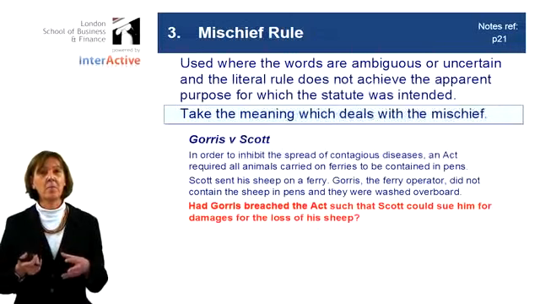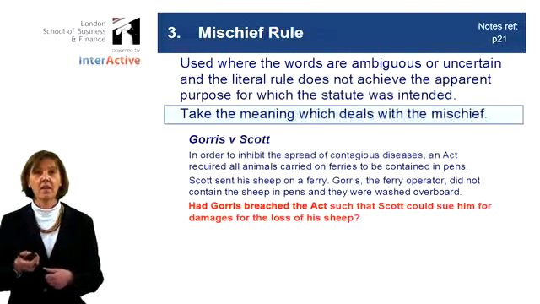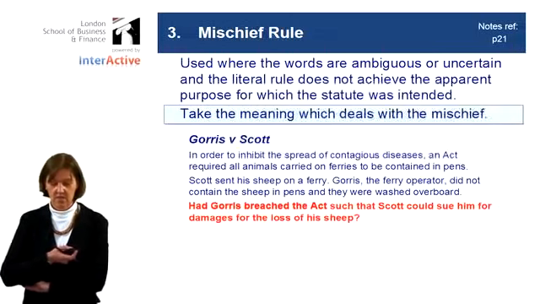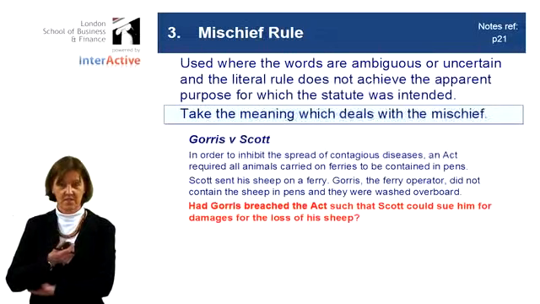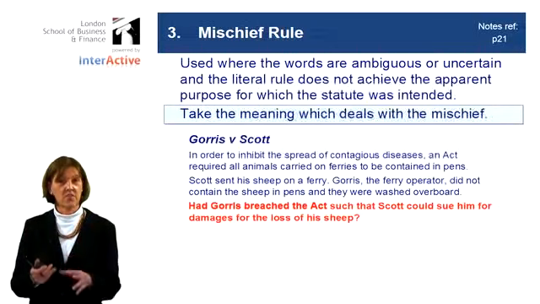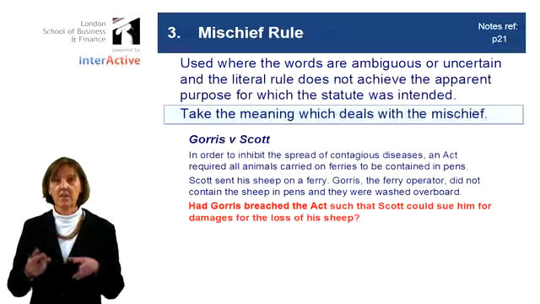I'm now bringing up the question on the screen in bits to help you understand this a little bit more. So, just looking at the first part. Had Generis breached the Act? Well, yes, the sheep were not in pens. But that wasn't the question that the judge had to decide. He had to decide, had Generis breached the Act such that Scott could sue for the loss of his sheep?